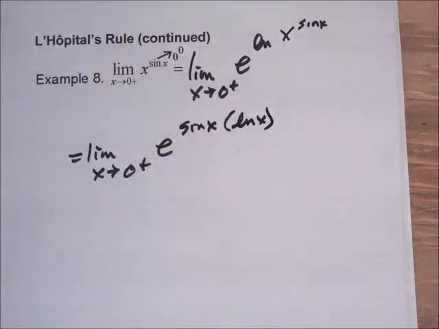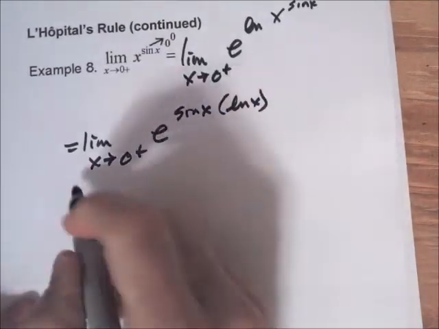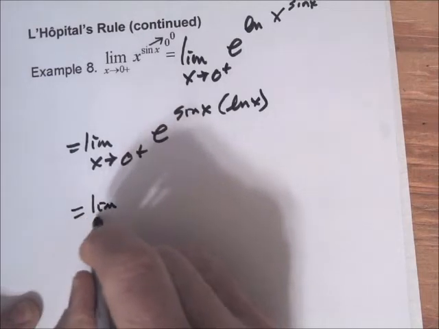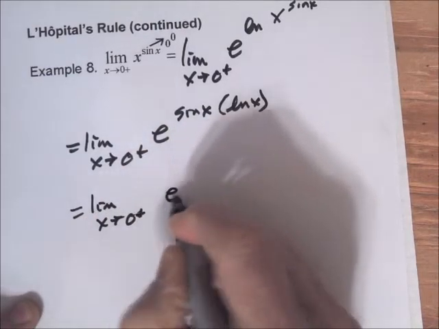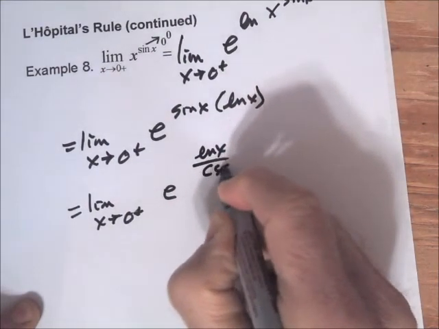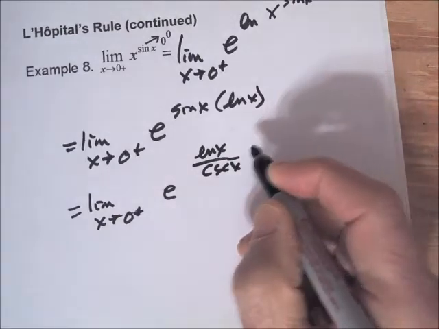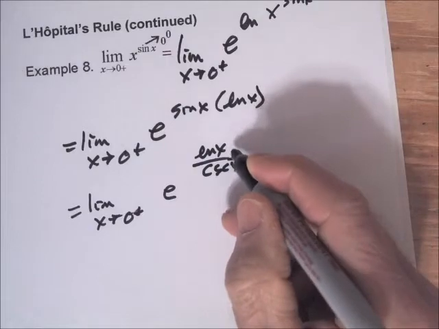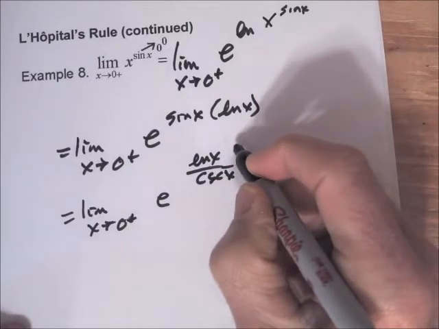Okay, so this is 0 times minus infinity. Let's see if we can write this as the limit as x goes to 0 plus of e to the ln x over the cosecant x. 1 over cosecant is the sine. So now we have minus infinity over infinity.